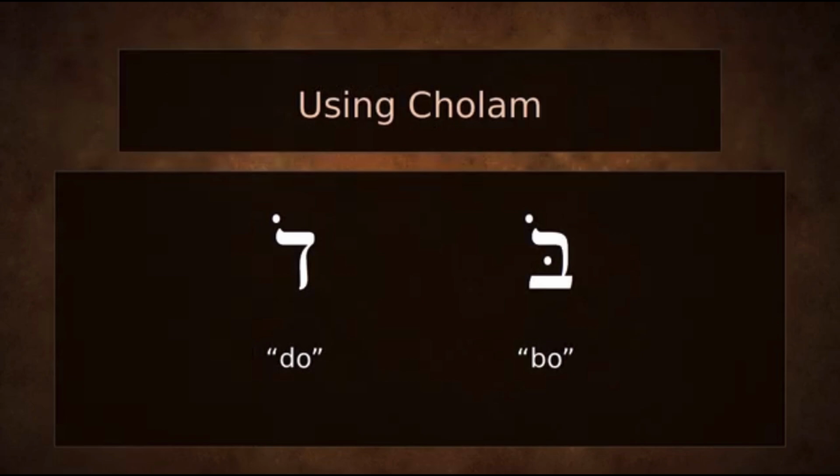Here is what that looks like. On the right, we have a beit with a dagesh, and if we want the cholam sound to come after that beit, then we will write the cholam a little bit off the upper left corner of the beit, and that will give us the total sound bo. On the left, we have the same thing, but with a dalet. First, we pronounce the d of the dalet, and then the o of the cholam, so that will make do. Again, most vowels are written underneath the letters, but the cholam is written like this instead.